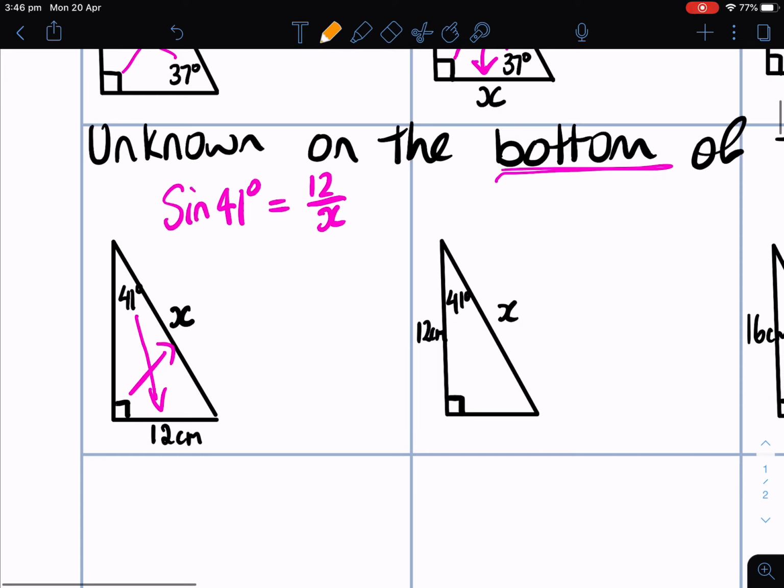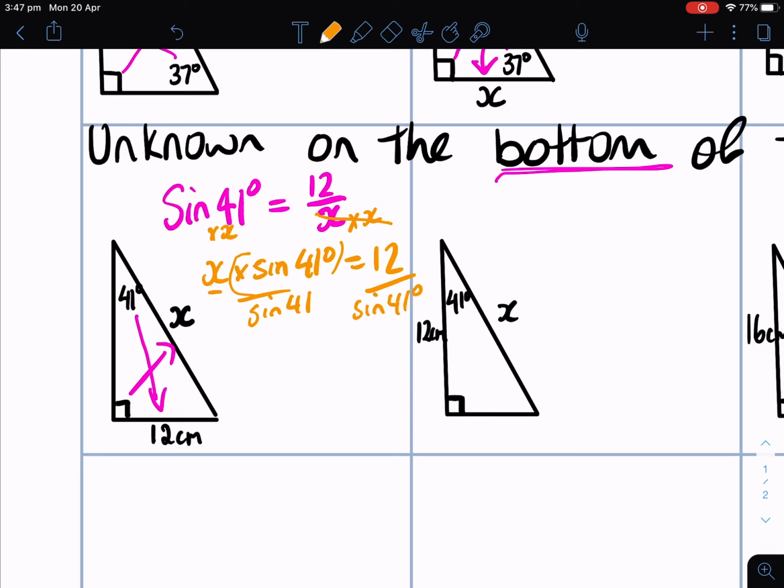So if we were going to try and isolate the x, we would need to move it to the opposite side. So what we could do is multiply by x, and we would end up with x times sine 41 equals, and they cancel out, which would give us 12. But we want this x on its own, so we would then do the opposite to this one here. So we would divide by sine 41 and divide by sine 41, which will cancel those out and we would get x equals 12 over sine 41. Now that's the long version.